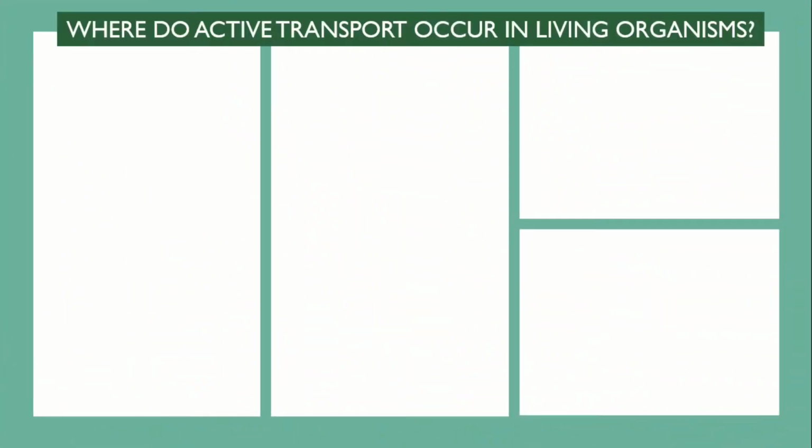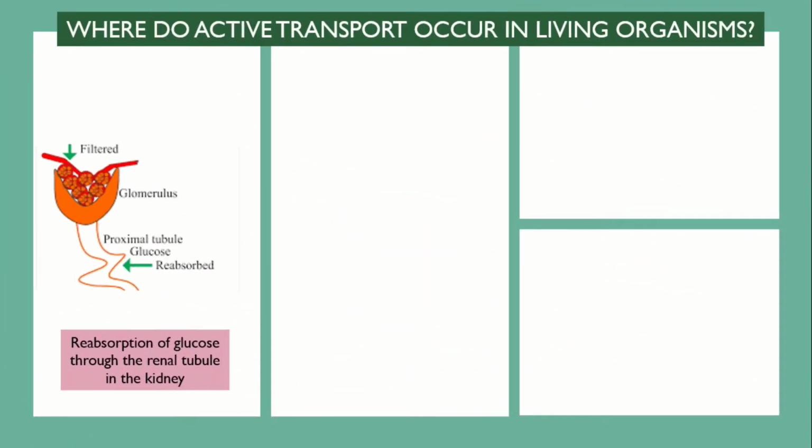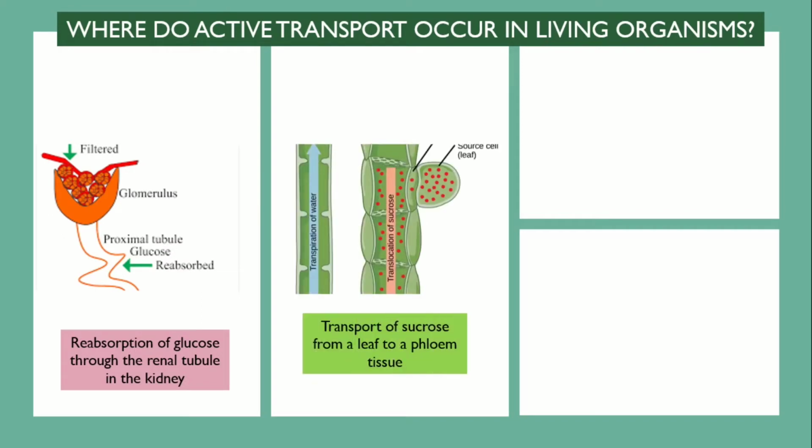Now let me discuss where active transport occurs in living organisms. The first one is the reabsorption of glucose through the renal tubule in the kidney. Second is the transport of sucrose from a leaf to the phloem tissue.